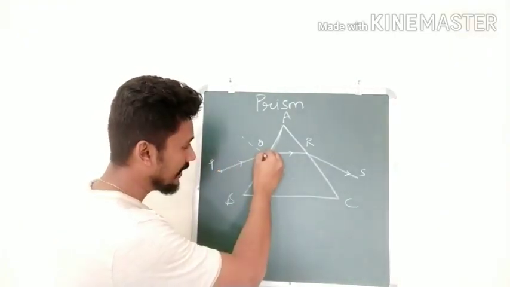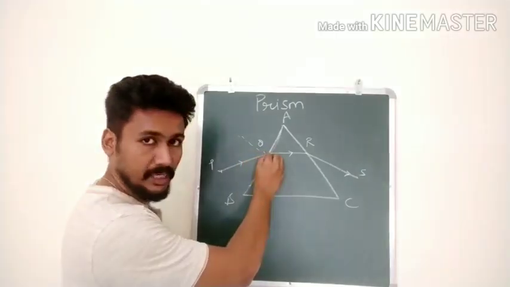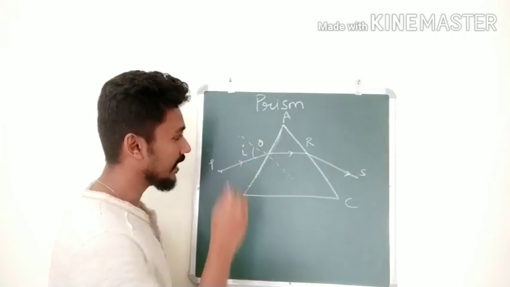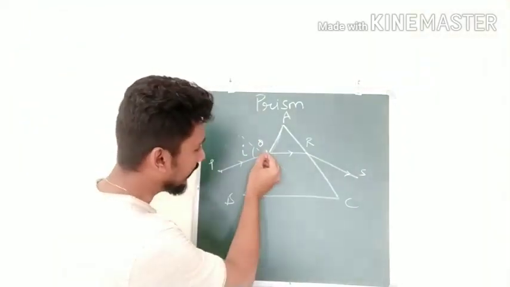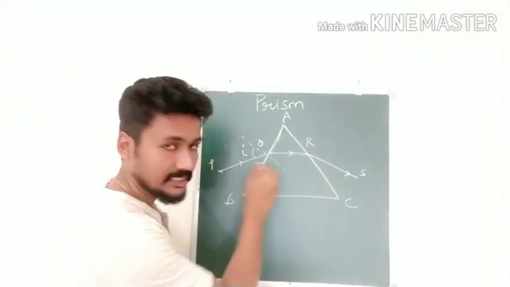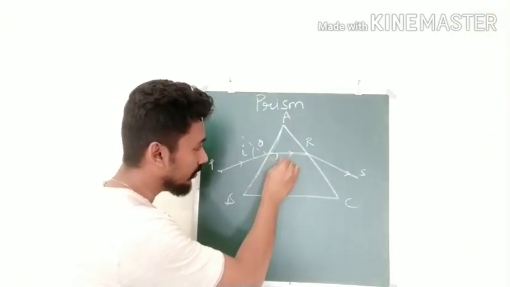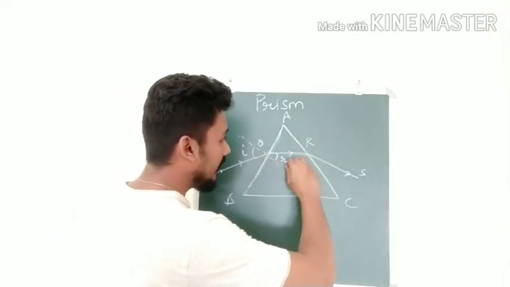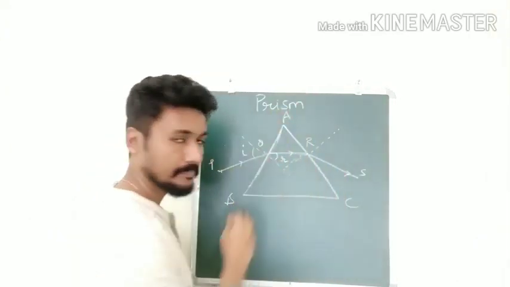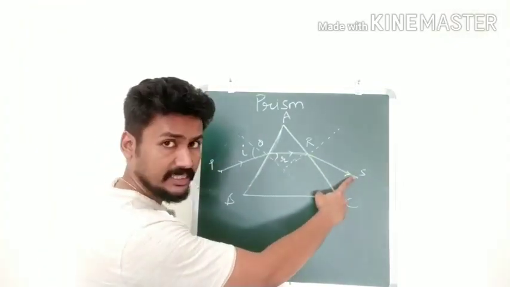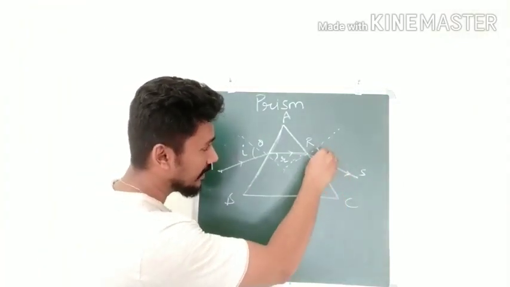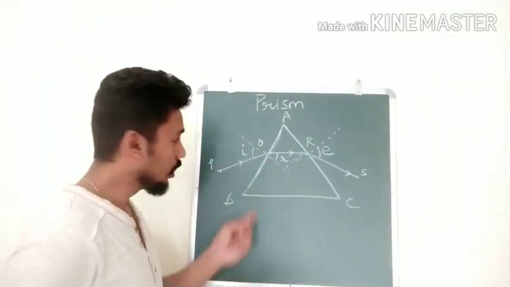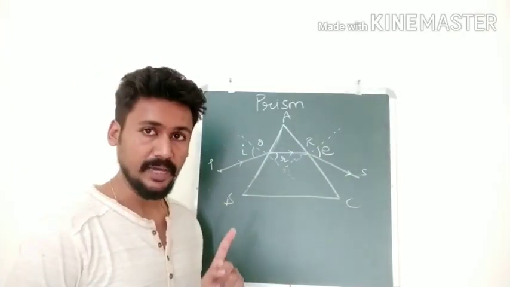So this is the incident ray PQ. The angle between PQ and the normal, this angle we call as i, angle of incidence. Then here is the refracted ray, and this is the normal. So this angle will be called as r, that is angle of refraction. Similarly, we can make a normal on this surface. Here RS is the emergent ray, so the angle between the emergent ray and the normal, that we will call as angle of emergence. Okay, so this is refraction taking place by a prism.